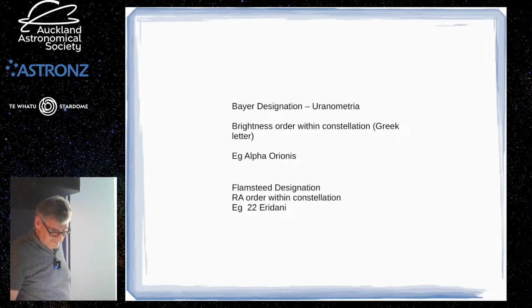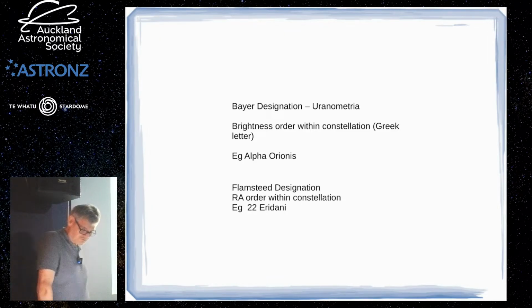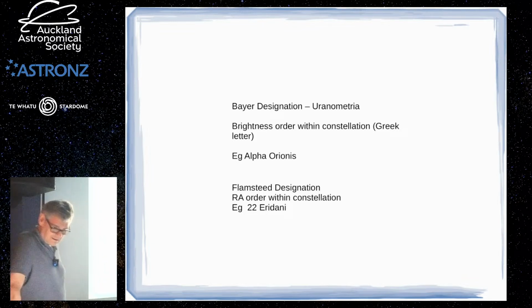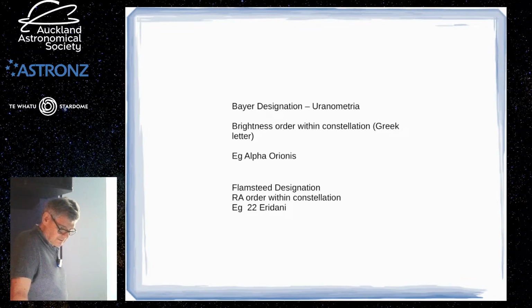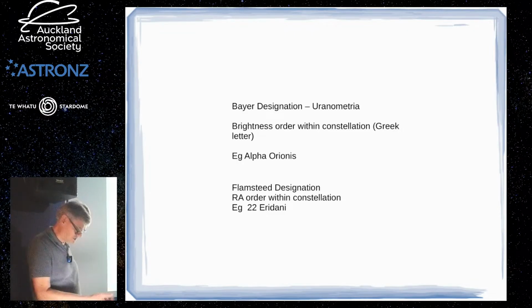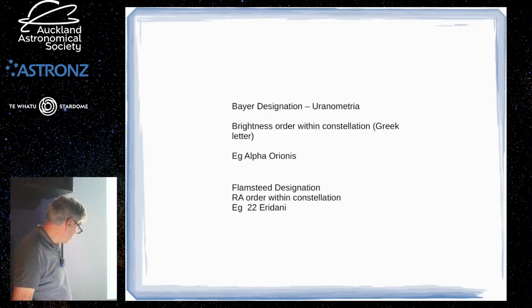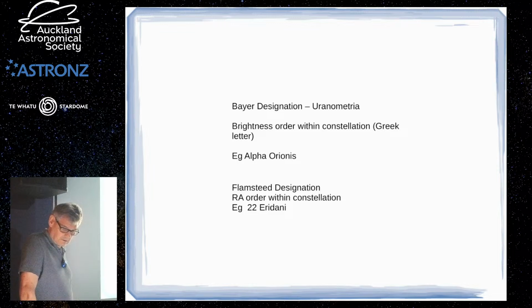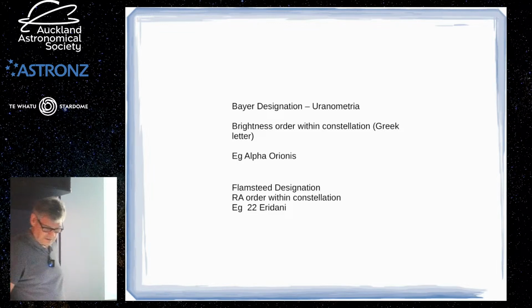And then Flamsteed, who was the first astronomer royal in the UK, his catalogue has stars numbered in right ascension order within any constellation. So you might hear of a star called 22 Eridani, that kind of thing, where they use a numeric rather than the Greek alphabet. All of these only apply to the bright stars that were pretty much known pre-telescope or the very early primitive telescopes.